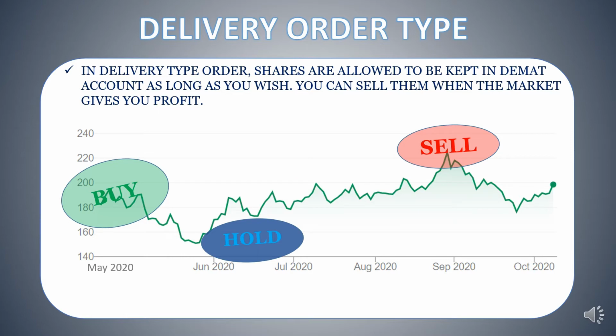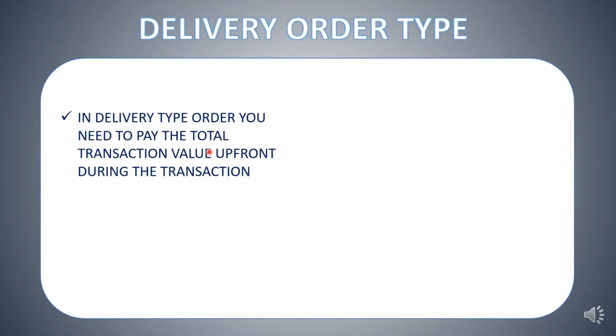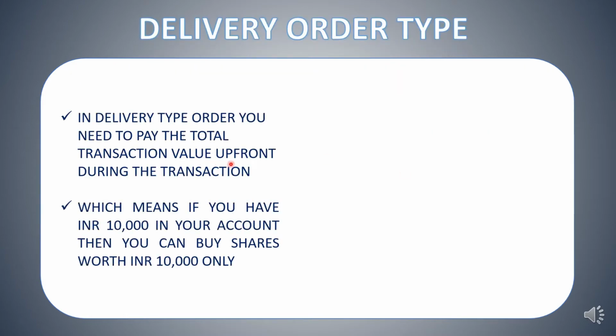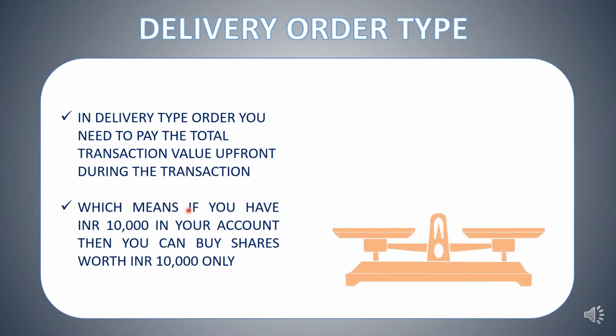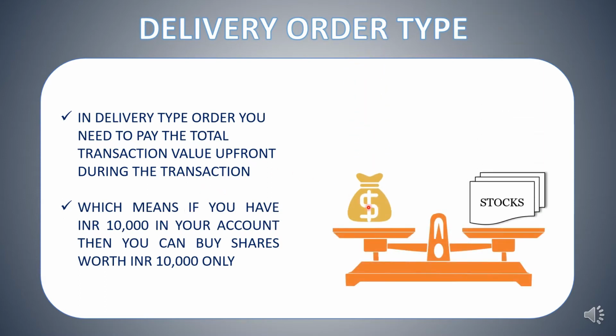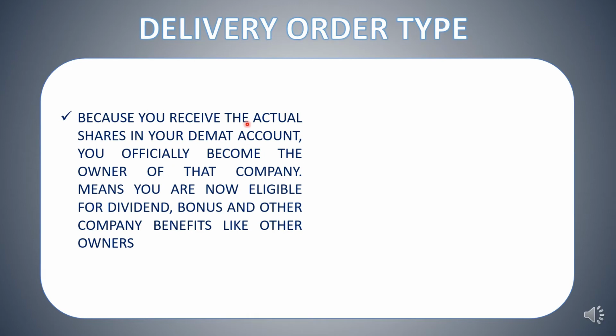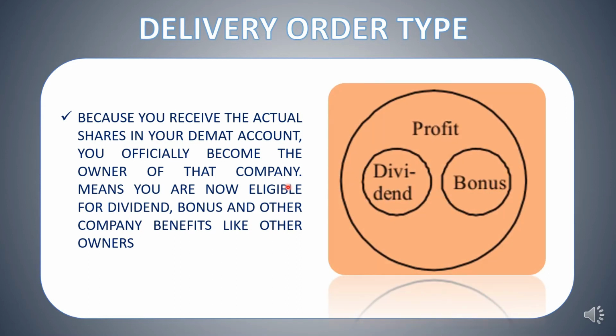In delivery type order, you need to pay the total transaction value upfront during the transaction. Which means if you have 10,000 rupees in your account, then you can buy shares worth 10,000 rupees only. In delivery order type, you receive the actual shares in your demat account. That officially makes you one of the owners of that company. Means now you are eligible for dividend, bonus and other company benefits like any other owners.